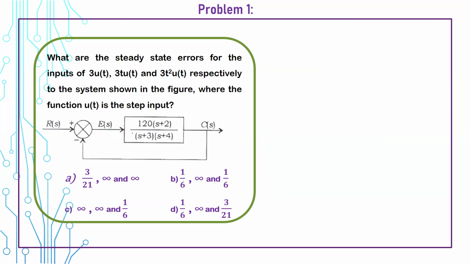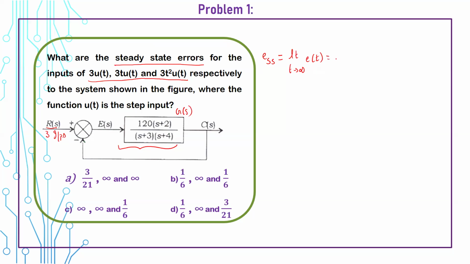So we know the given is G(s), and R(s) for the three inputs. The three inputs are 3u(t), 3t u(t) and 3t square u(t). We need to find the steady state errors for these three inputs. So let me write the formulation for steady state error. Steady state error is denoted as ESS. It is nothing but the error at infinite steady state condition, that means limit t tends to infinity e(t), the error value at t tends to infinity.